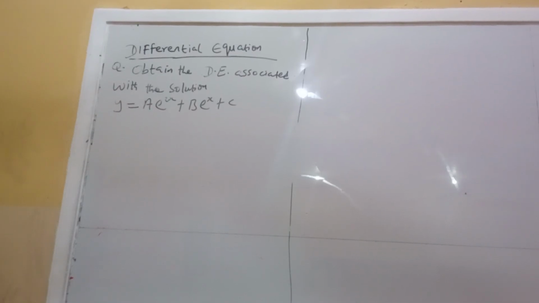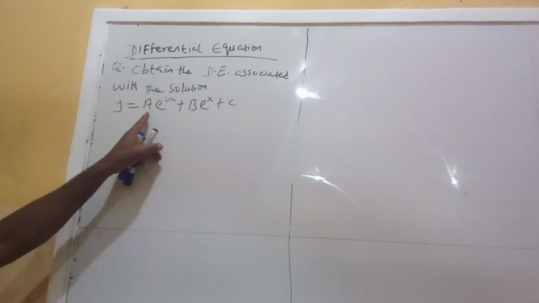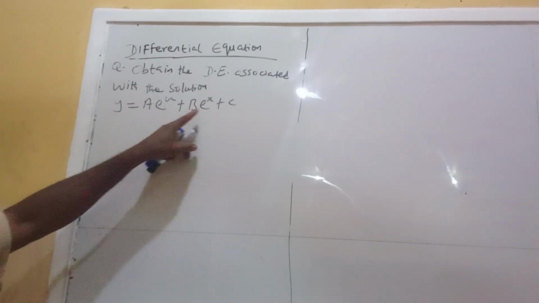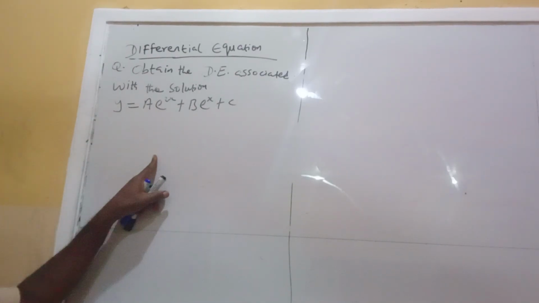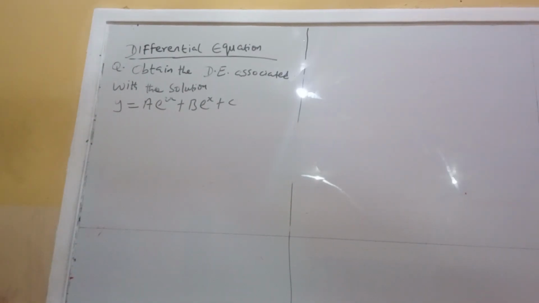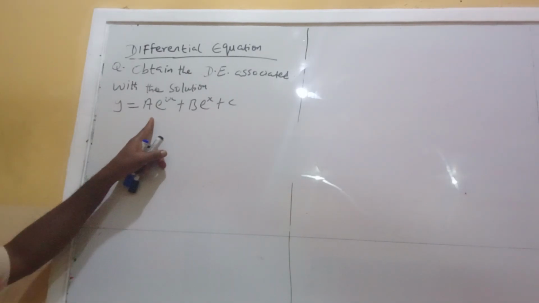the number of arbitrary constants in the function. Now, what do I mean by arbitrary constant? All these letters A, B, C are our arbitrary constants from this given function. Now, the number of arbitrary constants determines the degree of the differential equation.